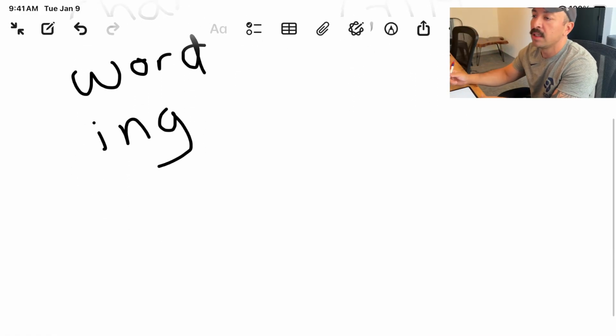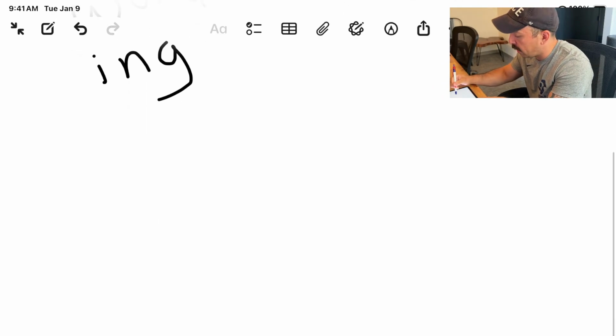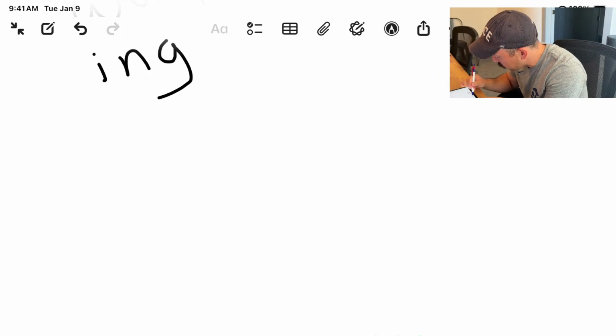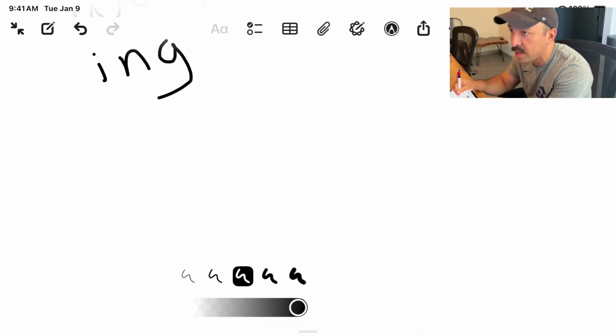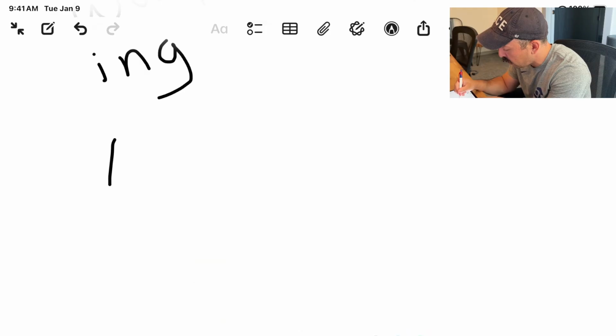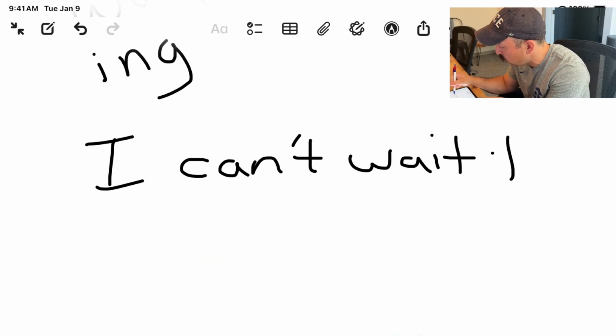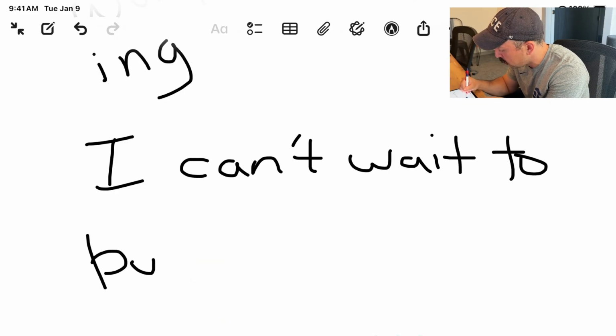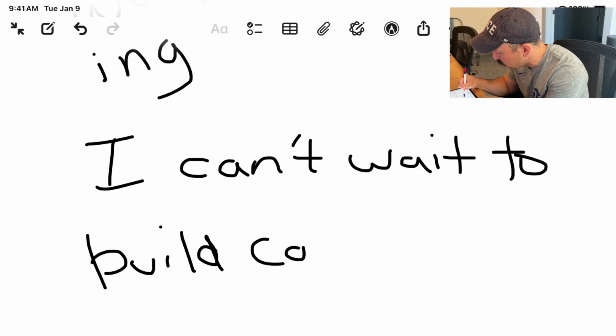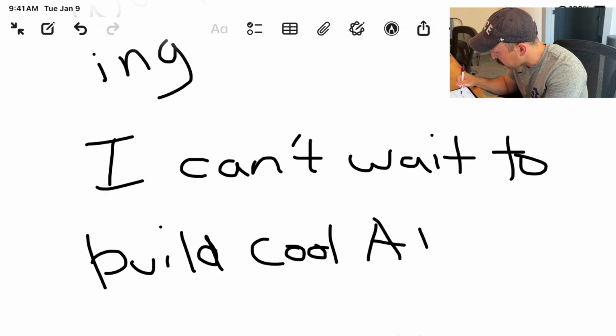But essentially, GPT-4 has a way of breaking sentences down. So we're going to use this sentence. We're going to say, I can't wait to build cool AI apps.